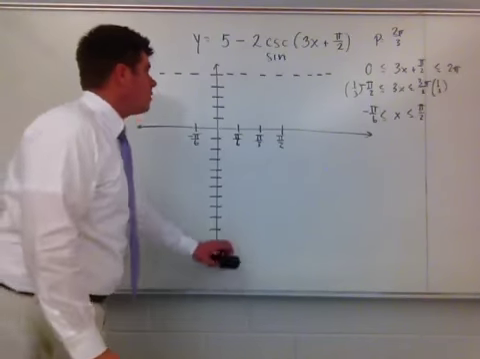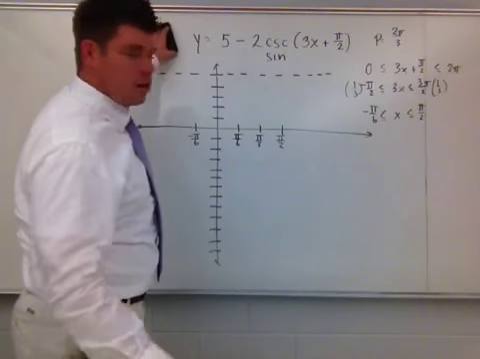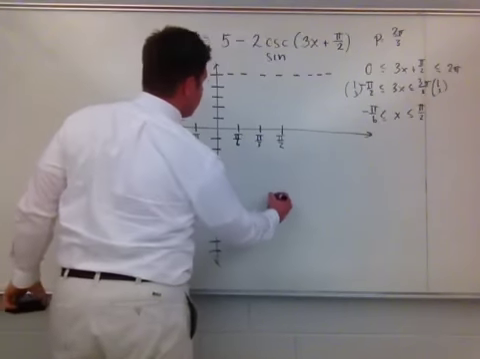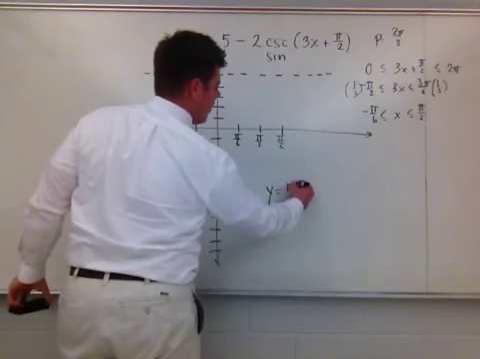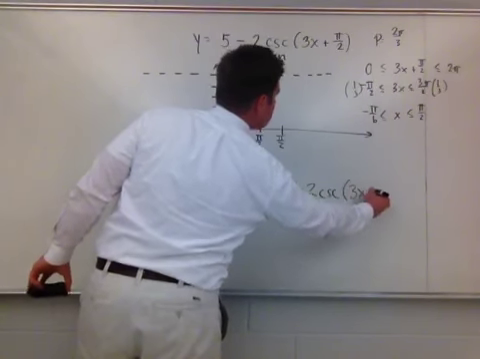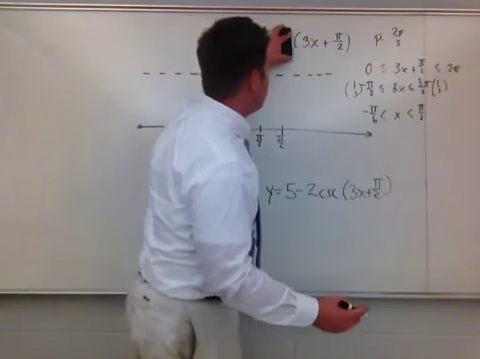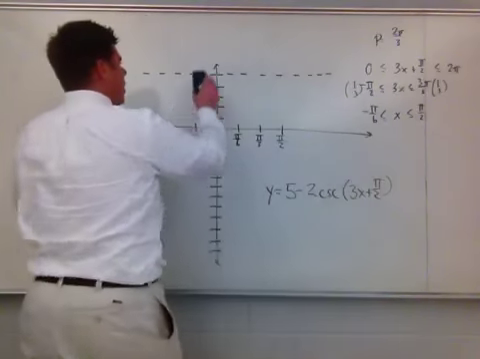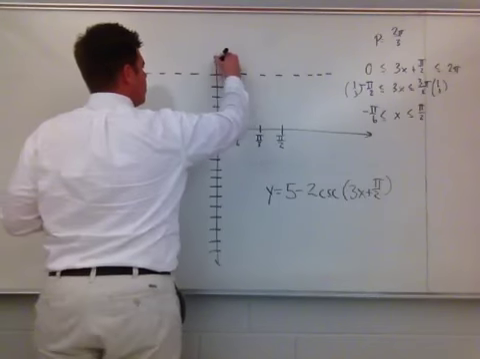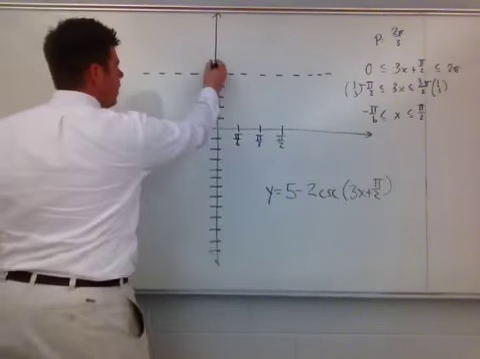And then from there, I'm going to have to erase this function. I didn't make my graph big enough, I'm sorry. I'm just going to write it right here below it. So I'm graphing y equals 5 minus 2 cosecant 3x plus pi over 2. So I'm just going to erase this so I can bring it up here and make my graph a little bit bigger. Okay, so there's my graph. Add some extra values in here.